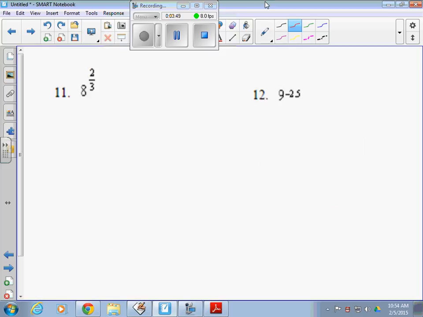Number 11 says 8 to the 2/3 power. Now, with this, you're going to have to write it in radical form. You know that this is your index. So that is the cube root of 8. And all of that is raised to the numerator, squared. So the cube root means what times itself 3 times is 8. You know that that's the number 2, and 2 squared is 4. Okay. Calculators do stuff like that, but some of these aren't even necessary to use a calculator for.